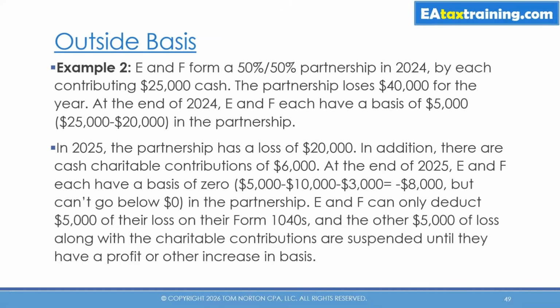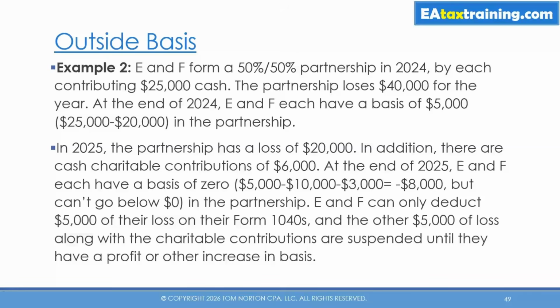Example 2. E and F form a 50-50 partnership in 2024 by each contributing $25,000 in cash. Their partnership loses $40,000 in 2024. So at the end of 2024, they each have a basis of $5,000. The $25,000 they put in minus their $20,000 individual share of the $40,000 in partnership losses.